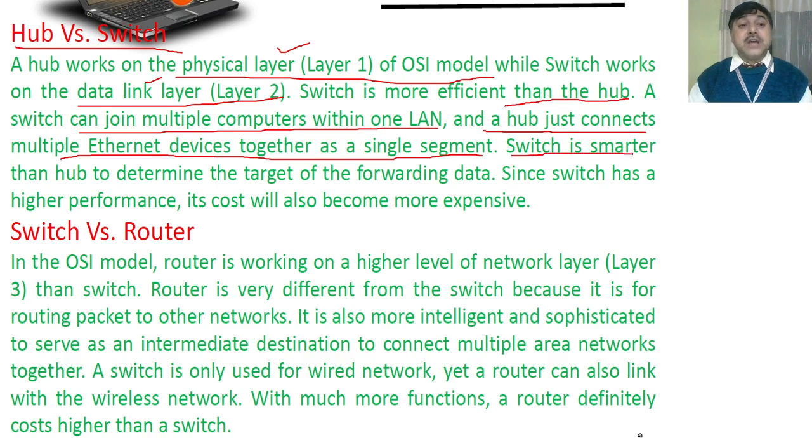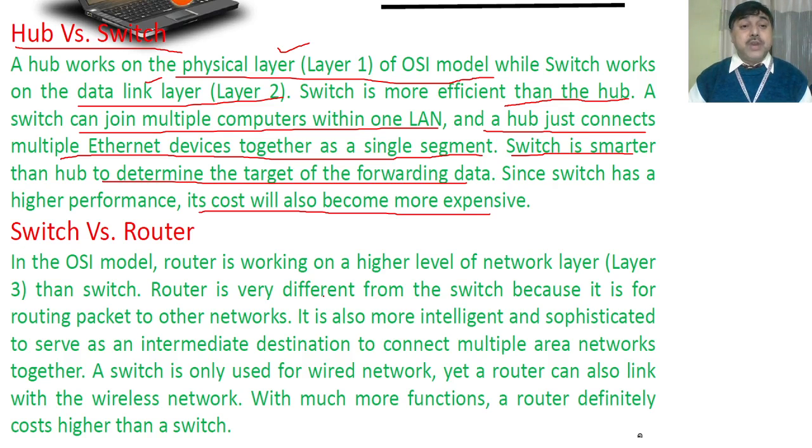And a switch is smarter than a hub. Why? Because it helps to determine the target and forward the data. That means there is high performance. Based on this high performance, the cost will be much more expensive.